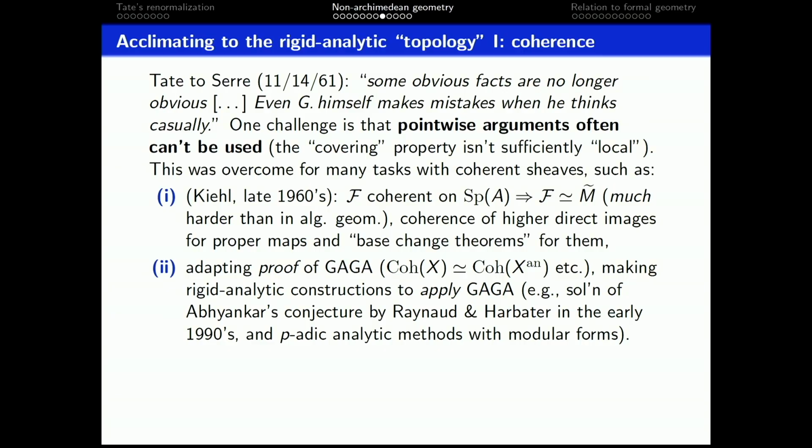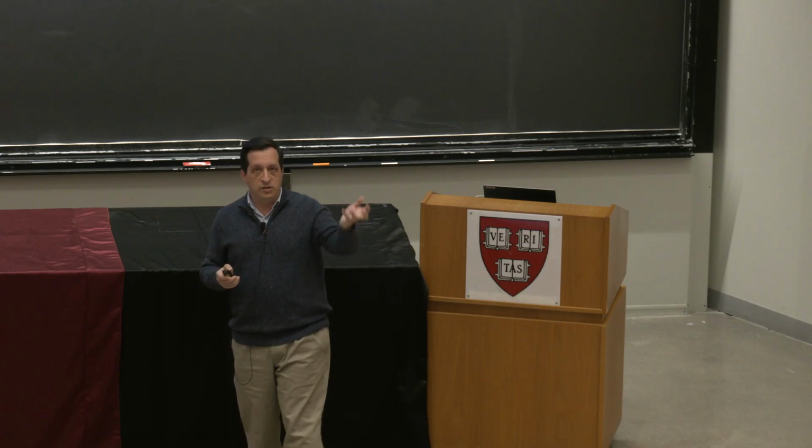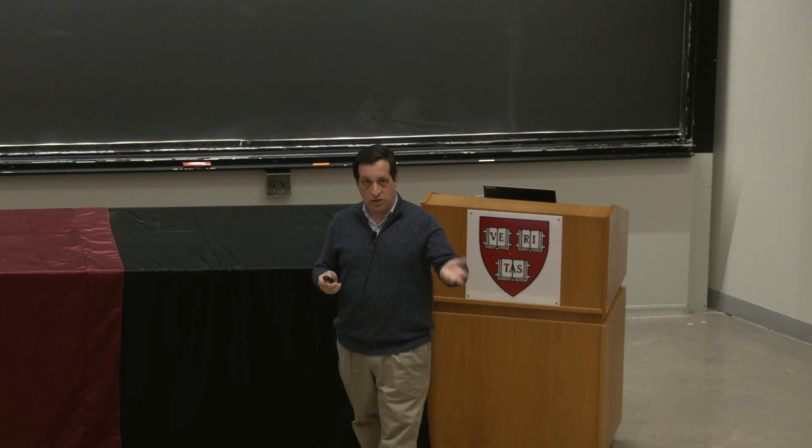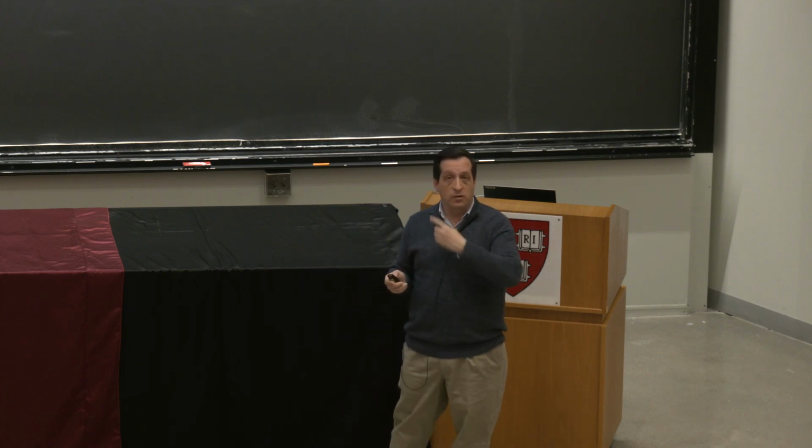You can adapt the proof of GAGA about the equivalence of coherent sheaves. And similarly, you can make rigid analytic constructions to which you apply the GAGA theorem and get interesting algebraic conclusions. So for example, in the 1990s, the Abhyankar conjecture on the structure of fundamental groups of affine curves in positive characteristic was solved by Raynaud and Harbater. And in order to solve the problem, they needed a technique to construct interesting finite étale covers, connected finite étale covers of algebraic curves. And they actually did this by using an analytic method and applying the GAGA theorem.